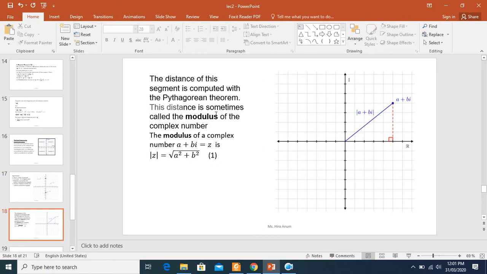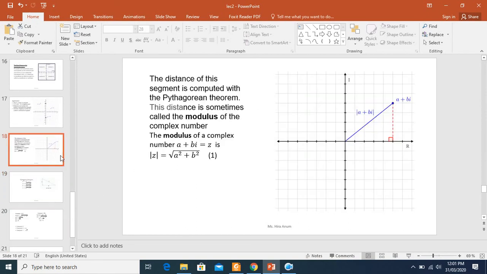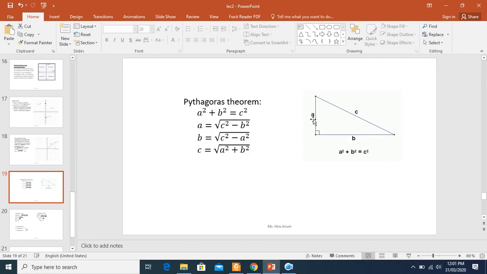The distance we can find if we have the number a plus iota b. To find its magnitude, we take the mod. The modulus of z equals the radical of a square, meaning real part square, plus b square. We use the Pythagoras theorem here: a square plus b square equals c square, so c equals the radical of a square plus b square.